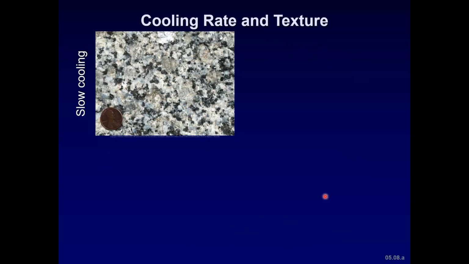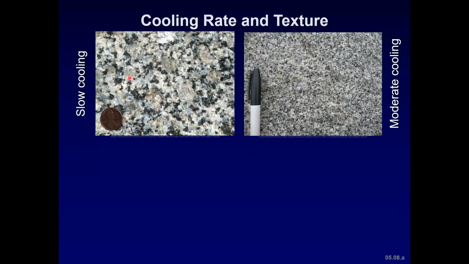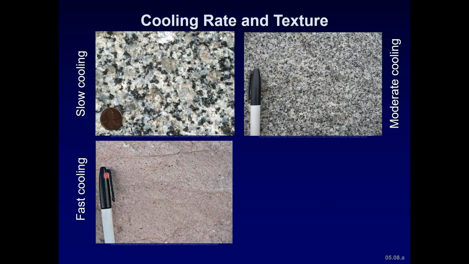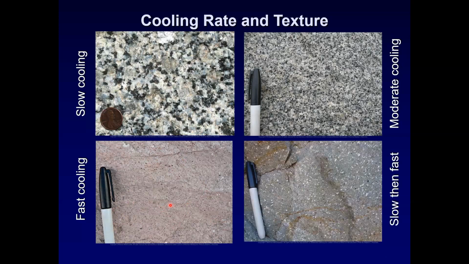And I've hinted at this before. There's a real relationship between the cooling rate of magma and the texture of the igneous rocks that we see. So with cooling that is slow, you get larger crystals versus moderate cooling versus fast cooling, very small crystals. Slow cooling then fast, you're going to get a mixed texture here. Larger crystals require more time to grow, so those form under the Earth's surface where rocks can cool more slowly.